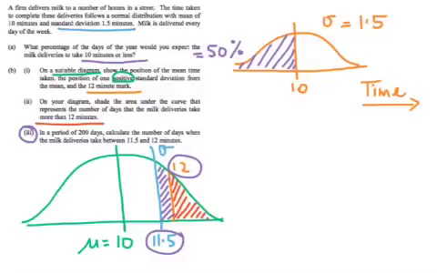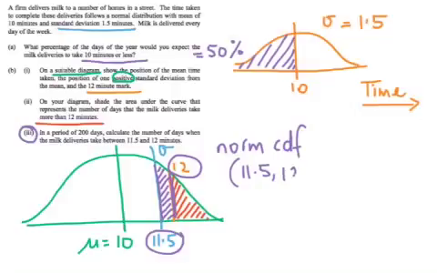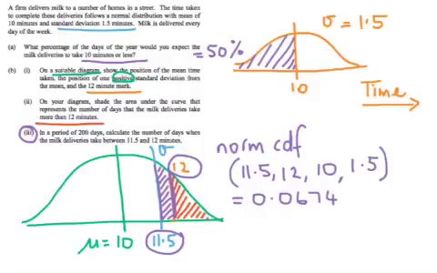Now, I know my values on my x-axis, so this is normal CDF. My lower boundary is 11.5. My upper boundary is 12. My mean is 10. And my standard deviation is 1.5. If I put that into my calculator, I get 0.067444. Now let's go back and read the question and see what it's actually asking us to do.